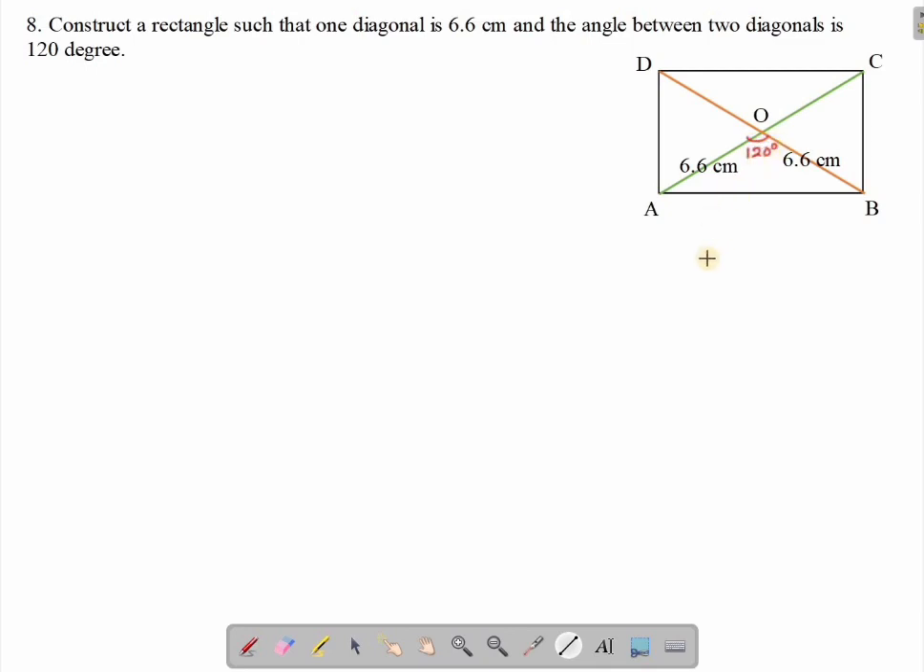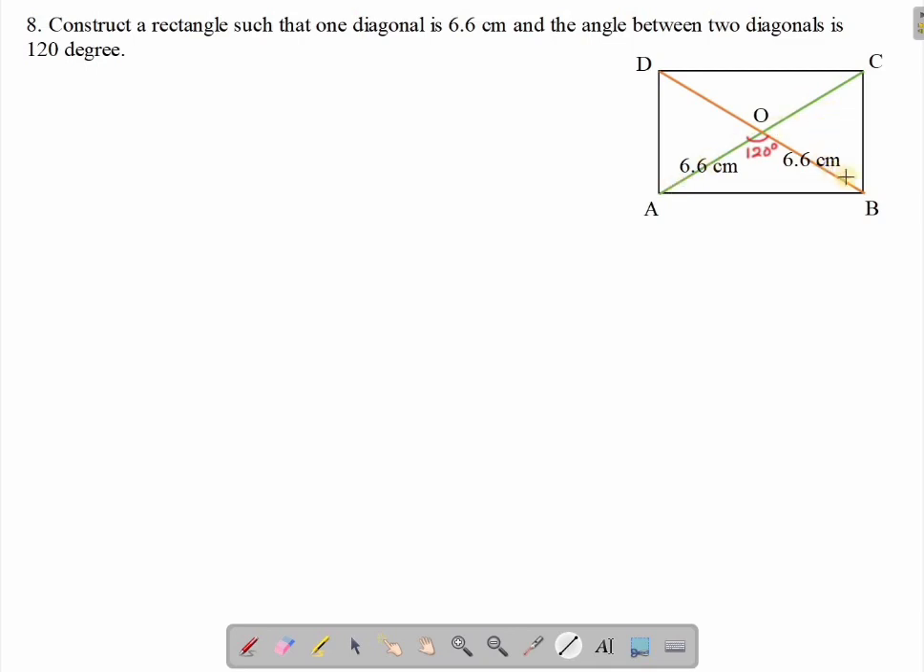Now all of you know that rectangle is also a special kind of parallelogram. So the way we have constructed the parallelogram, same thing we are going to do here. So we are given two diagonals and we are given the angle between them. So what do you do in that case? You will take one diagonal, and the measurement of that will be 6.6.